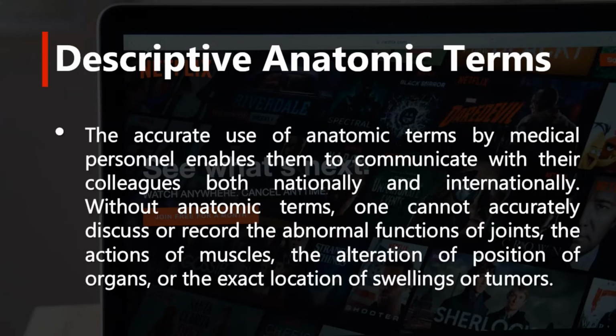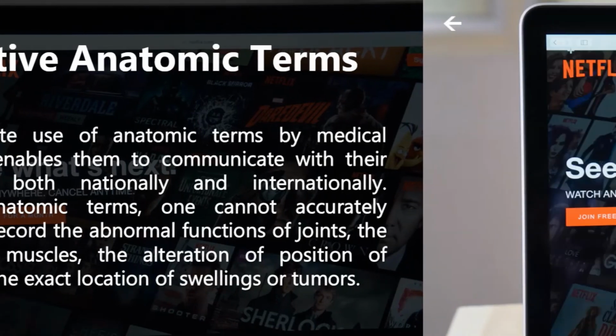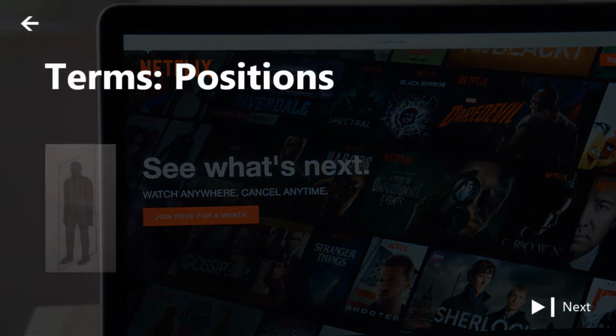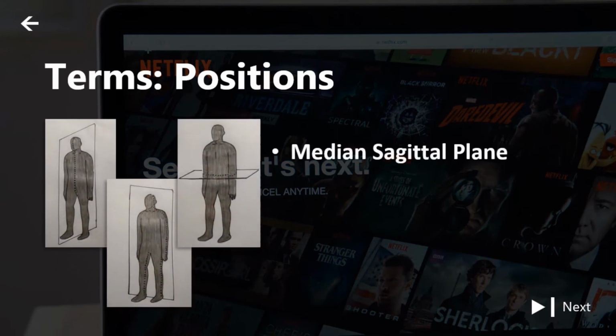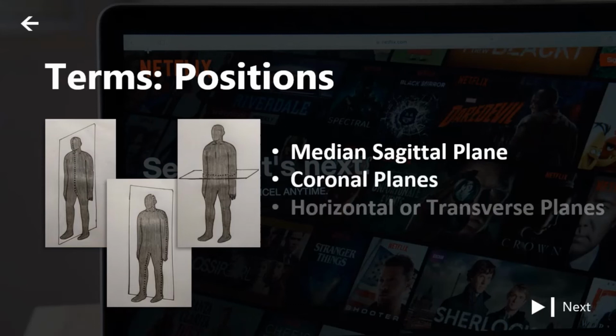Without anatomic terms, one cannot accurately discuss or record the abnormal functions of joints, the actions of muscles, the alteration of position of organs, or the exact location of swellings or tumors. We have here terms related to positions. We have three: median sagittal plane, coronal planes, horizontal or transverse planes.